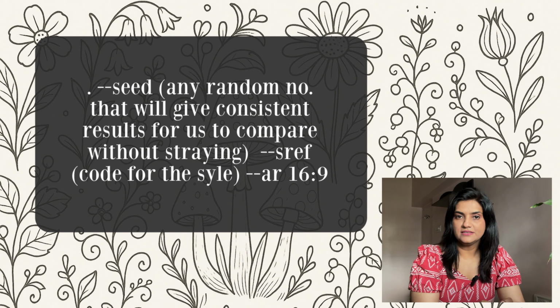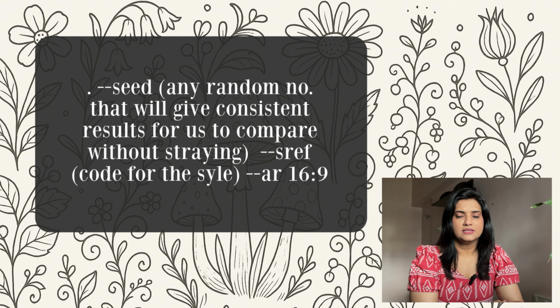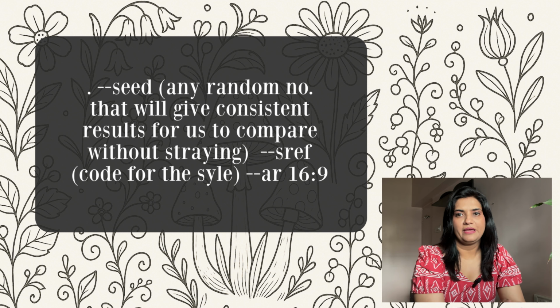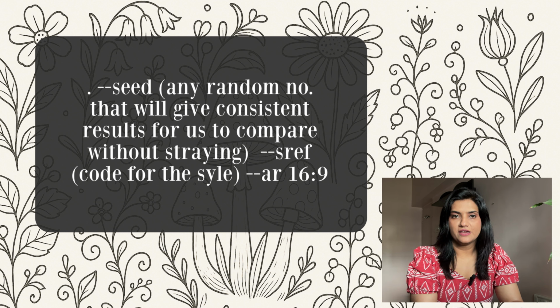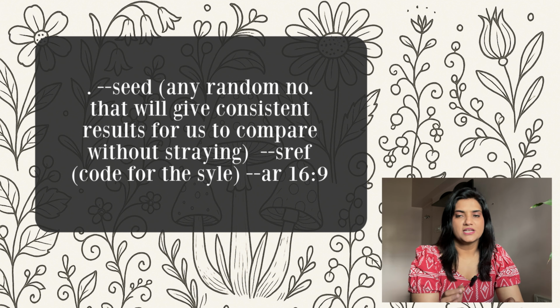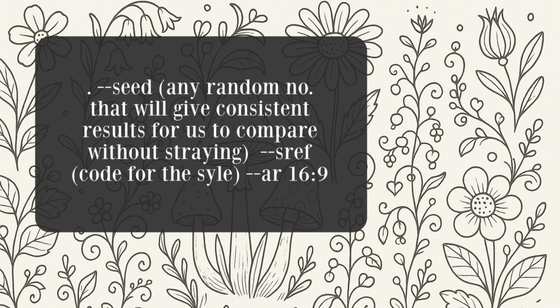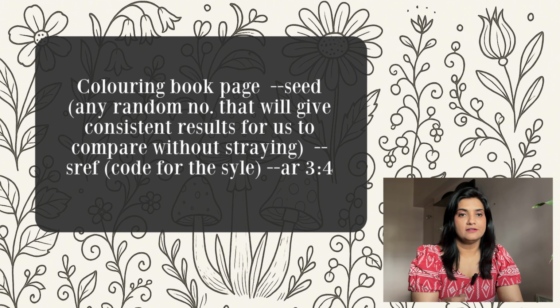To get a glimpse of the style aesthetic of a particular SREF code, the prompt will be a period symbol, --seed and any random number that can give us consistent results for comparing, --sref and the code, --aspect ratio. To generate coloring pages, the prompt will be coloring book page, --seed, any random number, --sref, the code, and aspect ratio 3:4.